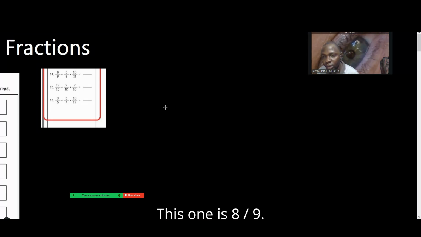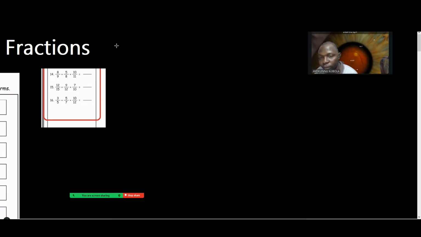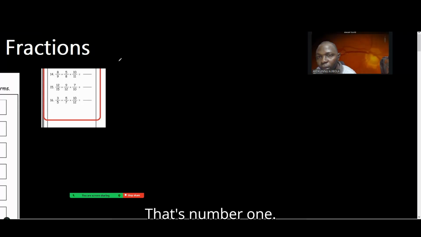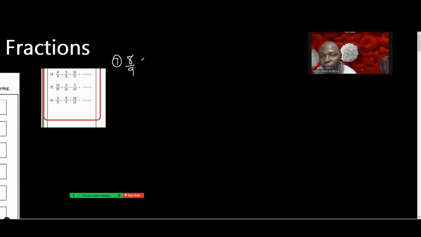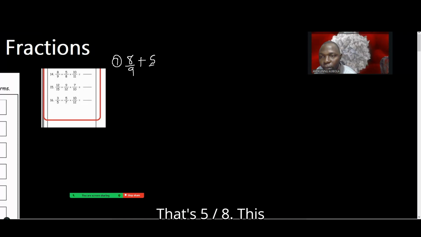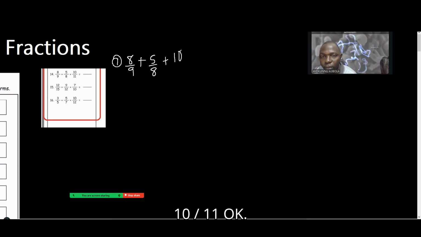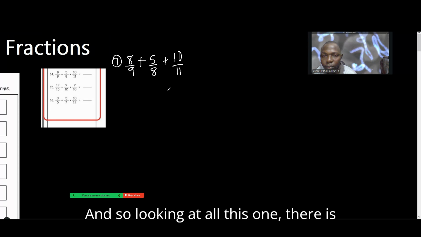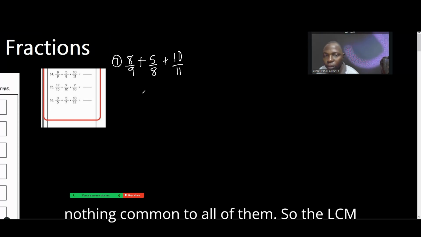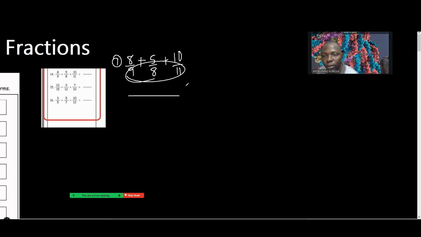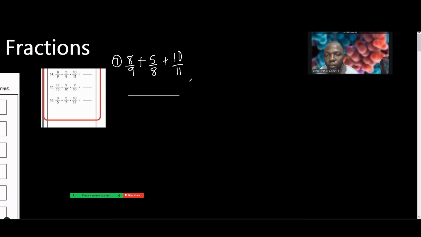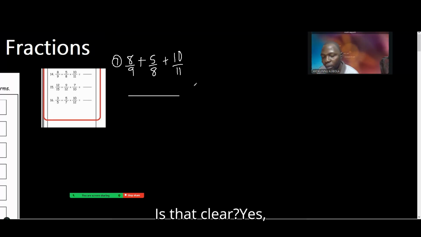This one is 8 over 9. That's number one. Let's see, number one. 8 over 9 plus 5 over 8 plus 10 over 11, okay? Looking at all these ones, there is nothing common to all of them. So the LCM is as good as multiplying the three numbers, okay? Is that clear? Yes.